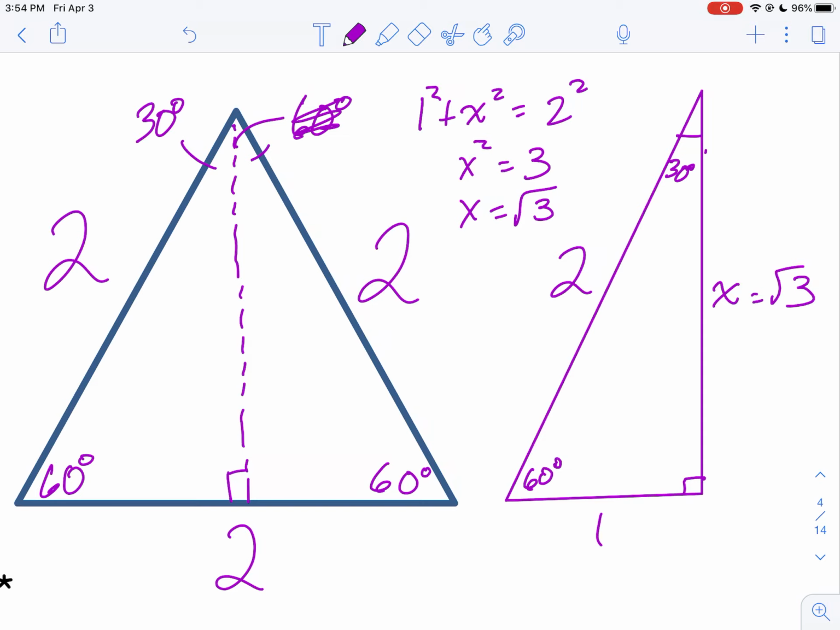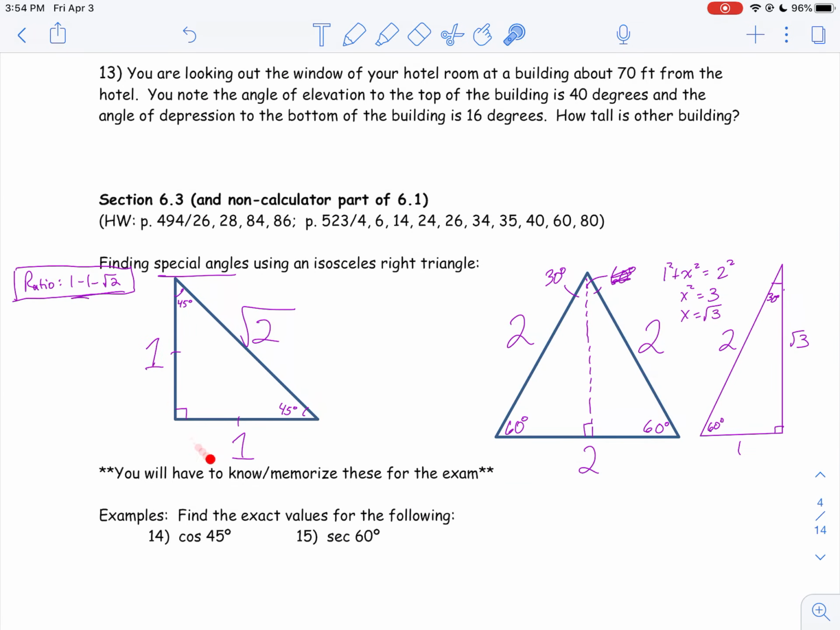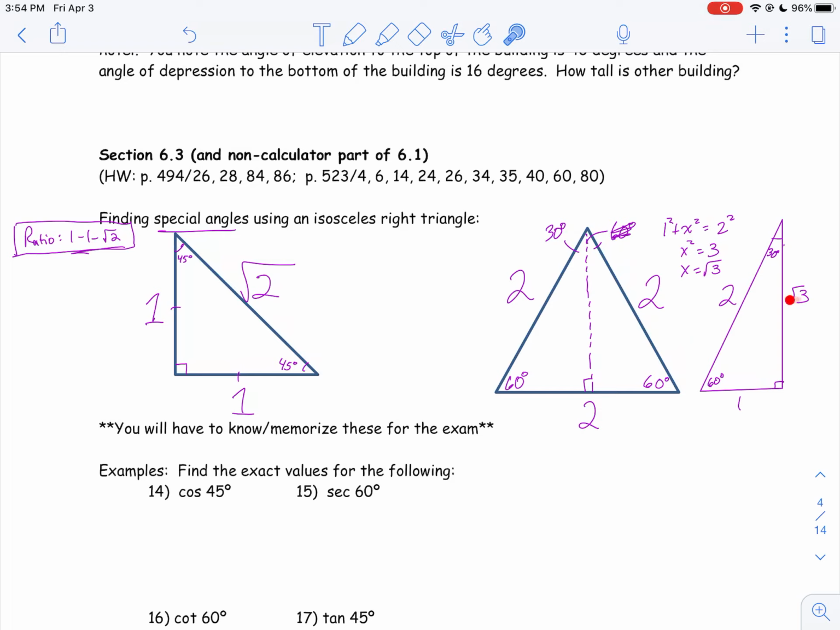All right, so for 30, 60, 90 triangles, just like in the 45, 45, 90 triangle, we had a ratio that's the same no matter what. We have a ratio that's the same for the 30, 60, 90 triangles. The 30-degree angle is always opposite the shortest side. The shortest angle, shortest side. The medium angle, the medium side, square root of 3 is approximately 1.73. And the biggest angle, 90, is opposite the biggest side.